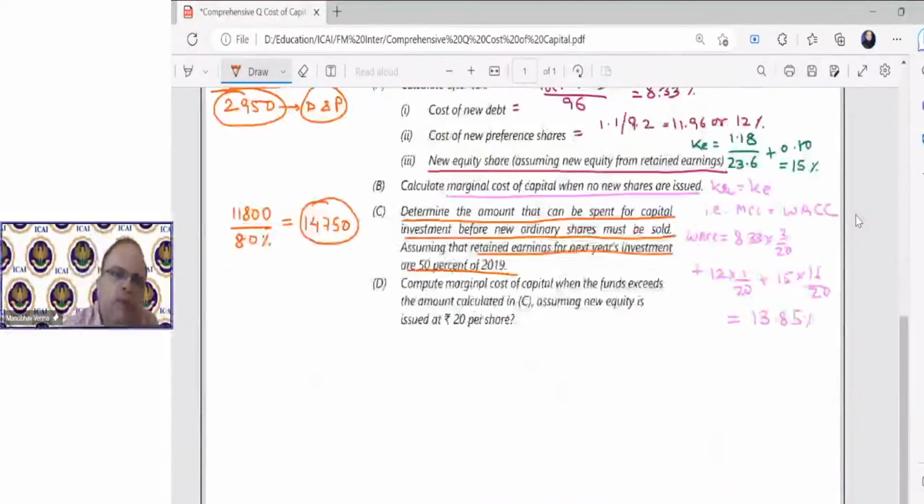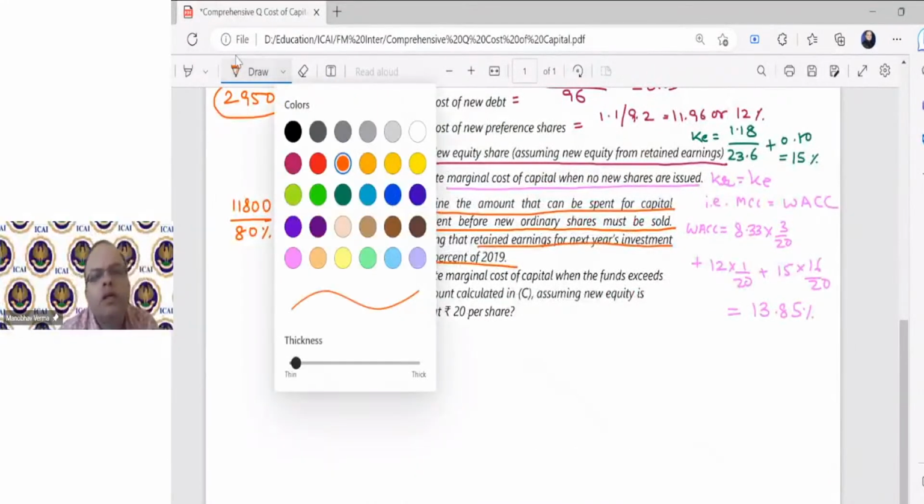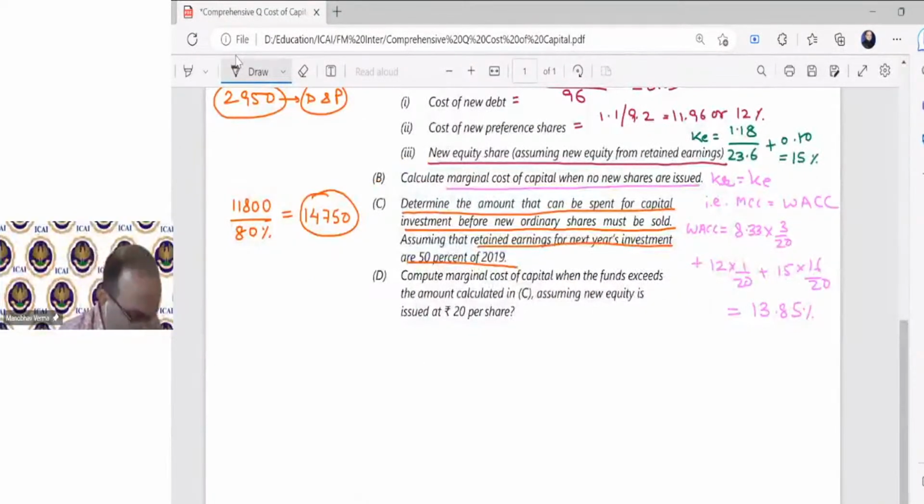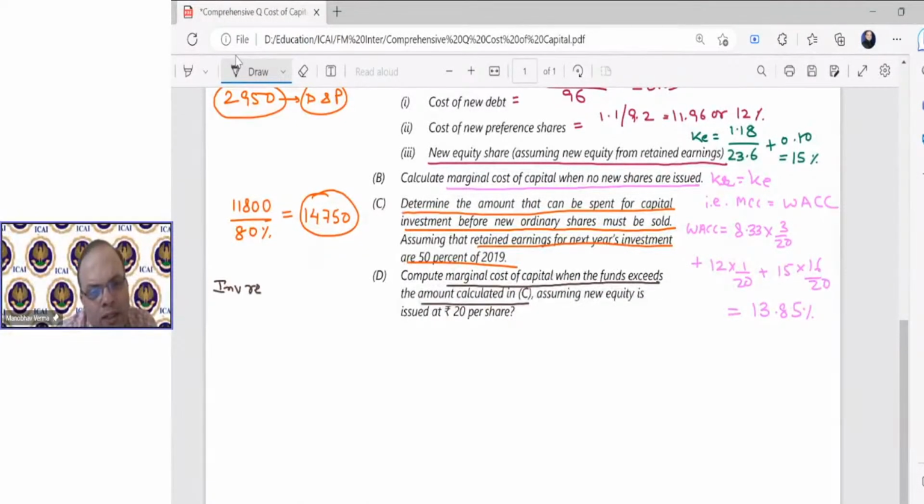Great. So point C was very important. Moving ahead, we are now looking at point number D. Now that's the crux. Calculate the marginal cost of capital when the fund exceeds the amount calculated in C, assuming new equity is issued at 20 per share. That means we are saying that investment required is more than 14,750, and hence the retained earnings may not be sufficient.